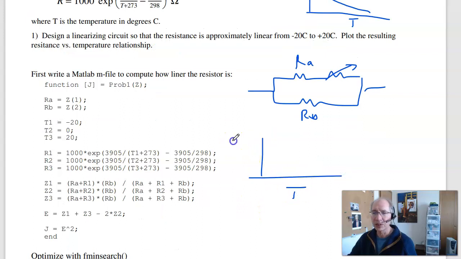So we go temperature and resistance. At -20, it's going to have some resistance. At +20, I'll have another resistance. I want the resistance at 0 to be halfway between the two.